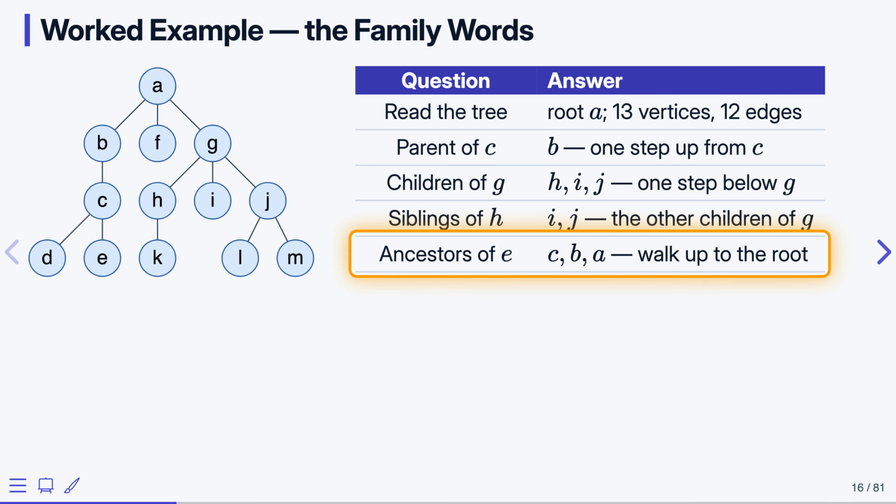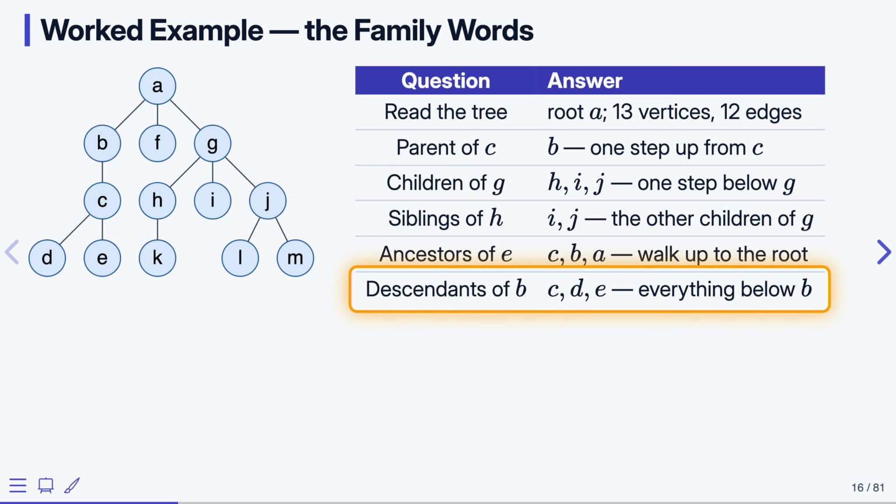Next, the ancestors of E. We walk up from E towards the root. First C, then B, then A. Those 3 are the ancestors. Last, the descendants of B, that is everything hanging below B. Below B sits C, and below C sit D and E, so the descendants are C, D, and E.